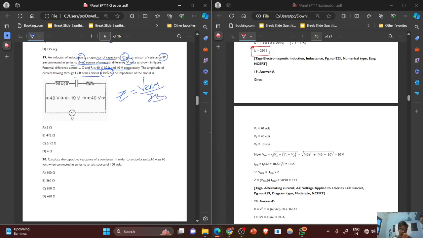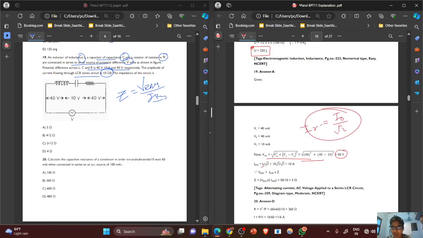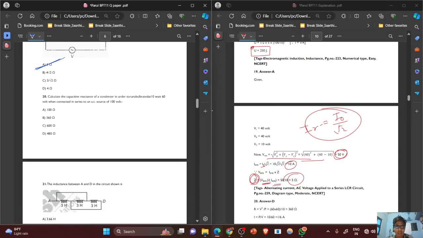The V RMS can be calculated in the LCR circuit by using this formula. I RMS is given by I naught by root 2. I naught, the amplitude of the current, is given as 10 root 2. Putting the values, you get I RMS and V RMS, and Z can be calculated by V RMS by I RMS. That is your 5 ohm. So the correct option will be option number A. It's again a formula based question.